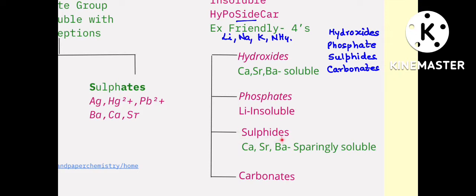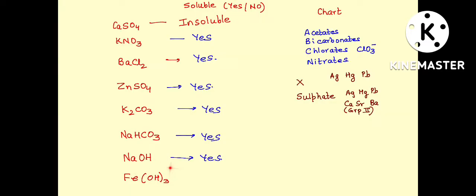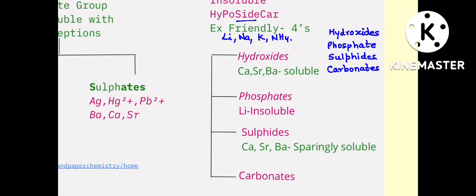Coming to the sulfide, right? Again, the friendly fours are soluble and calcium, strontium, barium sulfides are sparingly soluble, right? Last is carbonates. Again, the friendly 4 carbonates are soluble. All the other carbonates will be insoluble. That takes us to the last item in this series. What have we got over here? Hydroxide. What are the exceptions in the case of hydroxides? Yes, the friendly 4 hydroxides and calcium, strontium, barium hydroxides are soluble.